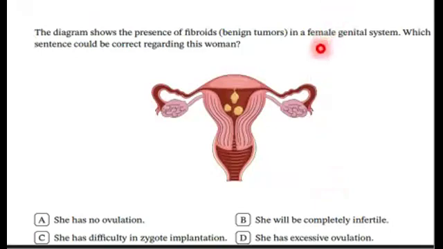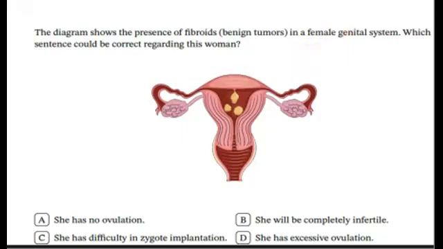The next question: the diagram shows the presence of a fibroid benign tumor in the female genital system. Which sentence could be correct regarding this woman? A, she has no ovulation. B, she will be completely infertile. C, she has difficulty in zygote implantation. D, she has excessive ovulation.